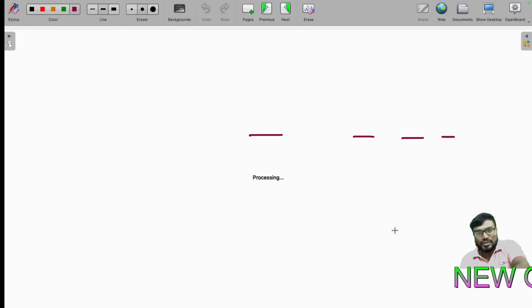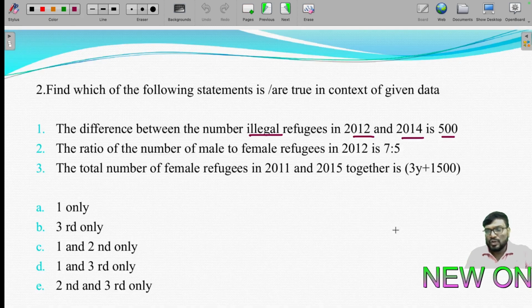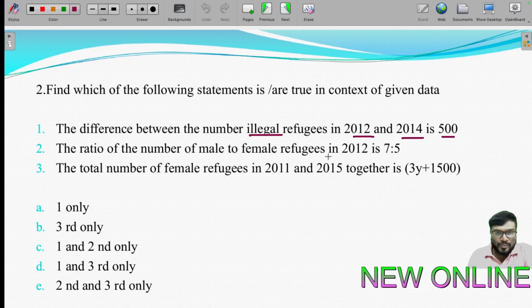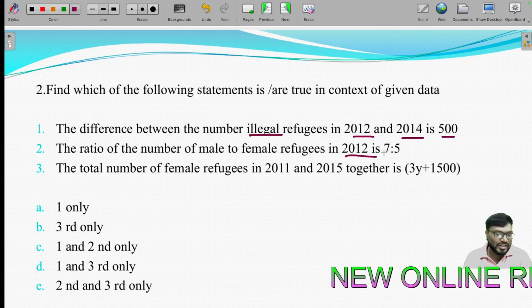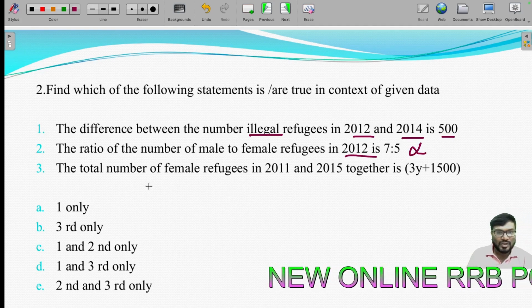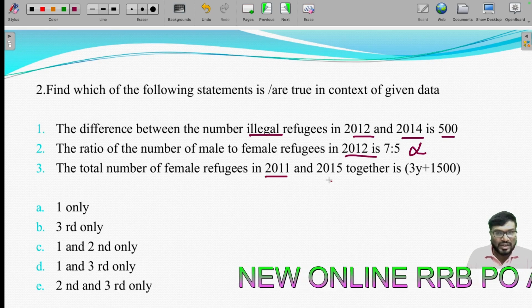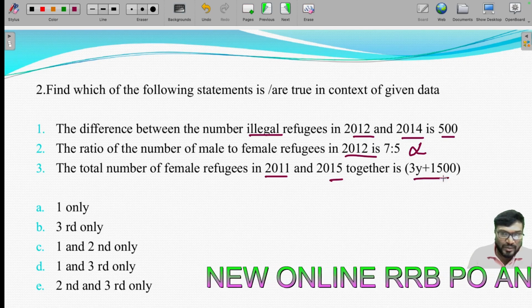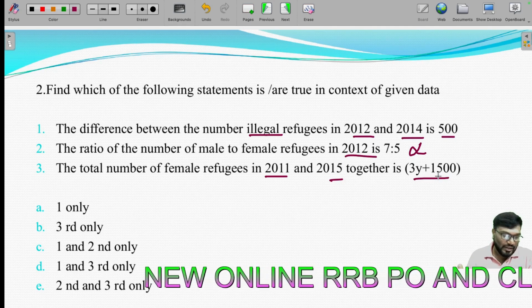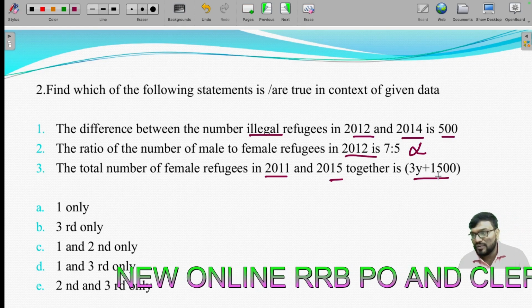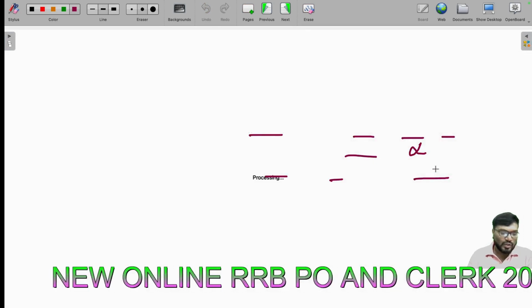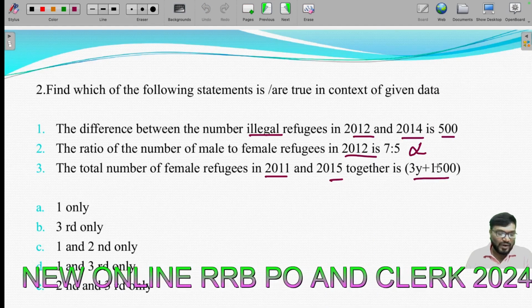Now second, if you have the solution data in the sheet, then we can go forward fast. The ratio of the number of male and female refugees in 2012 is 7:5. That is also wrong if we see that data. Then the total number of female refugees in 2011 and 2015 together is 3y plus 1500. You have to remember the y value, I think 3000. 3 into 3000, 9000 plus 1500, 10500. Yes, that is right.